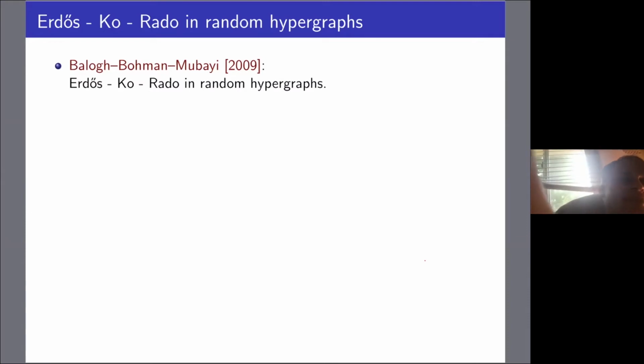So it just says that if we have a k-uniform hypergraph on n vertices, then the largest intersecting family is the one which is trivial, or a star, which contains one vertex. And with Bowman and Mubayi, we started to look at the Erdos problem in random hypergraphs. So we keep the vertices of k-uniform hypergraphs with probability p, and we were interested to find the maximum size of an intersecting system.